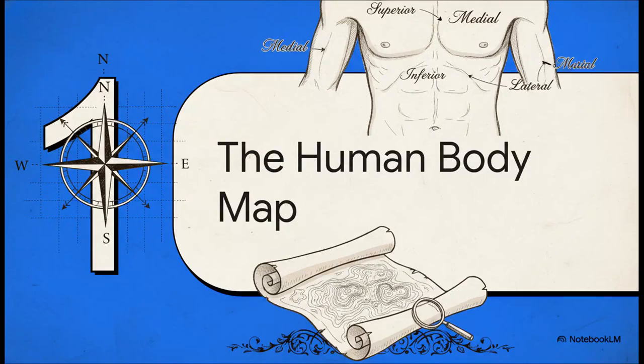Okay, so if we're going to be explorers, what's the first thing we need? A map, right? And a common language so we all know what we're talking about. Well, anatomy is exactly the same. Before we dive into all the cool systems, we've got to get the basics down: the body's universal map and its special directional language.